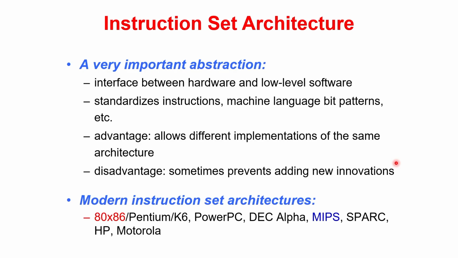So here are some examples of modern instruction set architectures: x86, which includes Pentium and K6 processors, PowerPC, DEC Alpha, MIPS, which we will be using, SPARC, HP, and Motorola. Each of these defines its own set of instructions and machine language format.